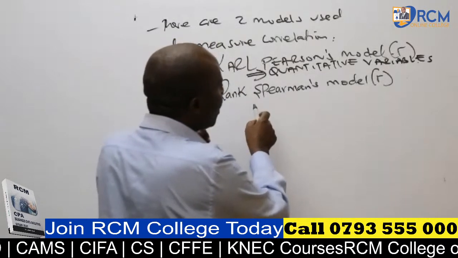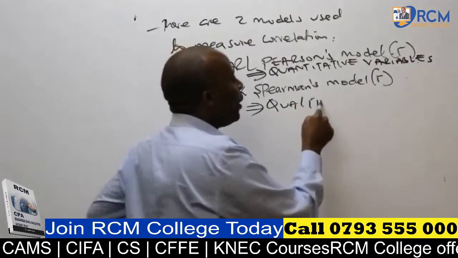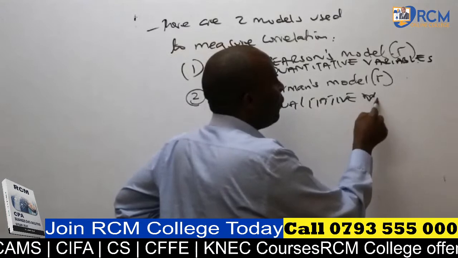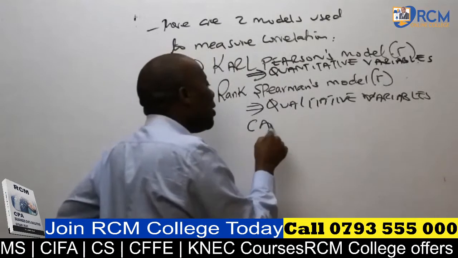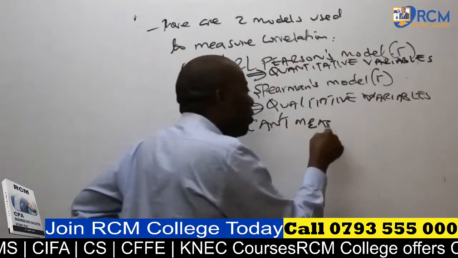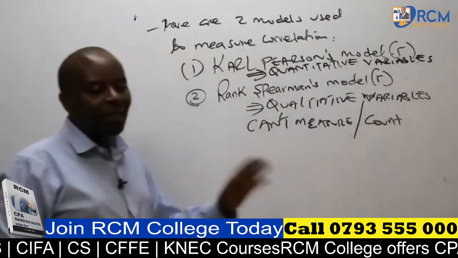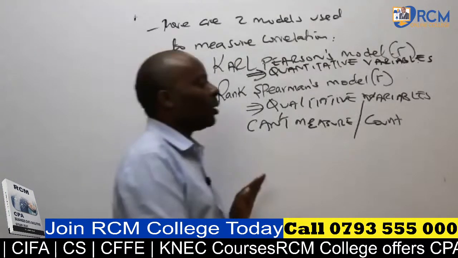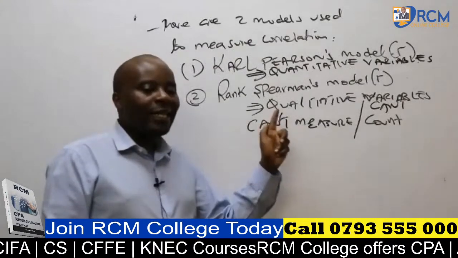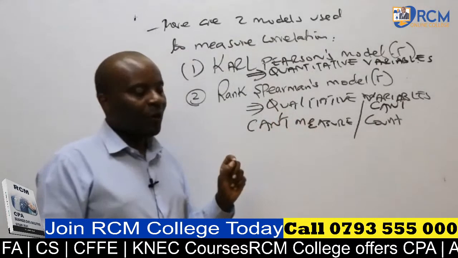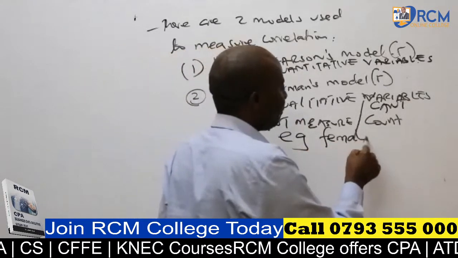How about Spearman's? We normally use the Spearman's rank model, ladies and gentlemen, to capture what we call qualitative variables. Qualitative variables are those variables you cannot measure, you cannot count. Those variables that you can't measure, you can't count are called what here, somebody? Qualitative variables.